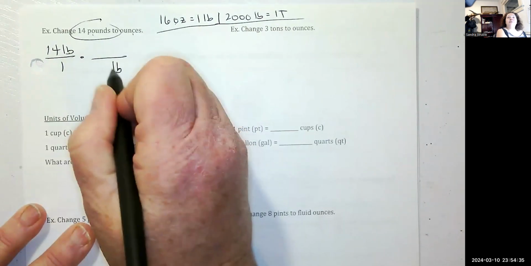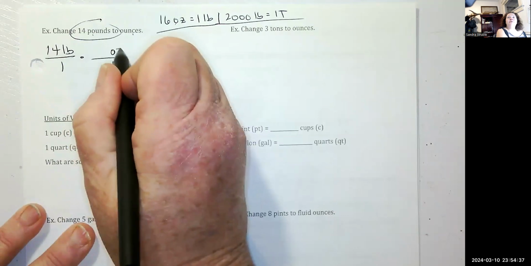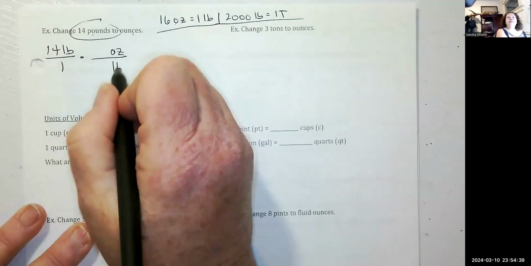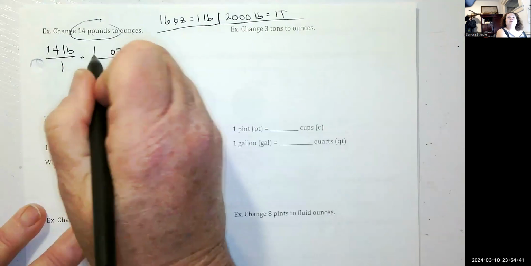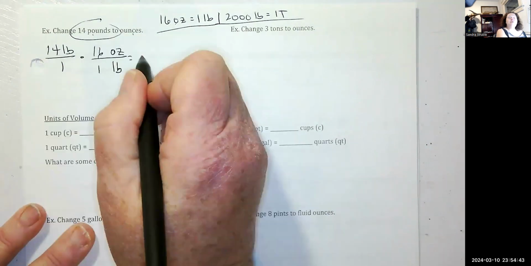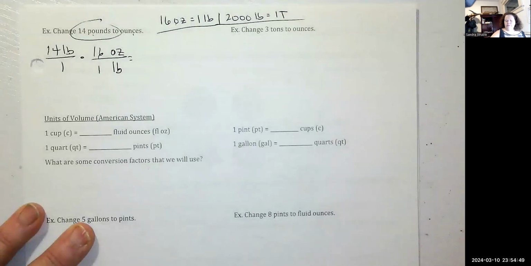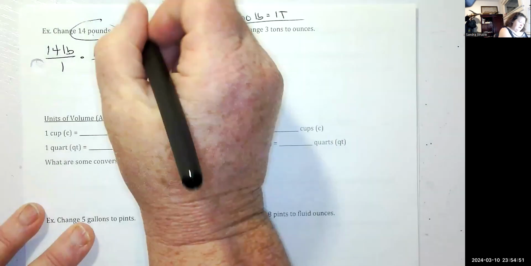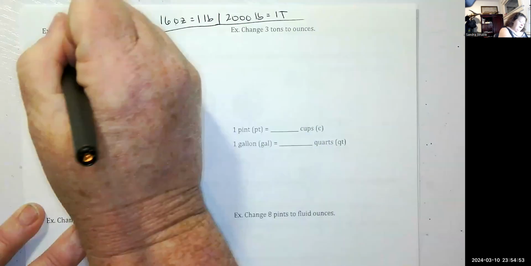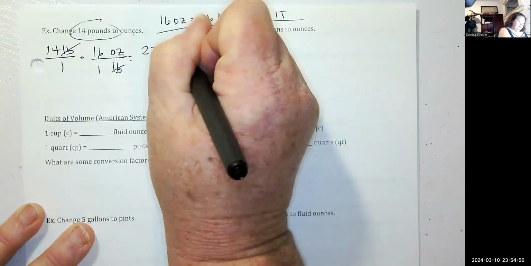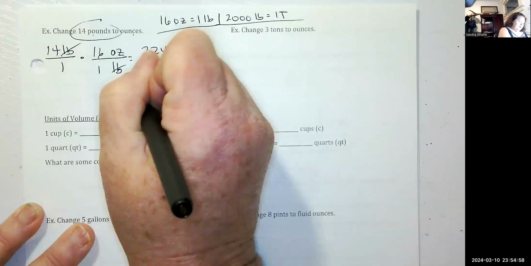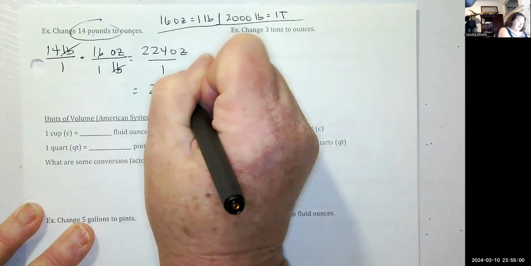Pounds is in my numerator, so I need pounds to go away, so it must go in the denominator, and I'm heading to ounces. And once I get these set up, now I can just plug in my 16 and 1. Multiplying straight across, 14 times 16. Should I even do this? Oh, there it is. It's 224. My pounds are gone, and I'm left with ounces over 1, which is 224 ounces.